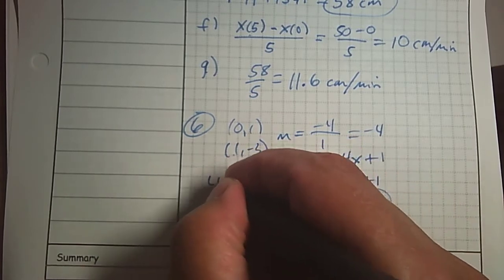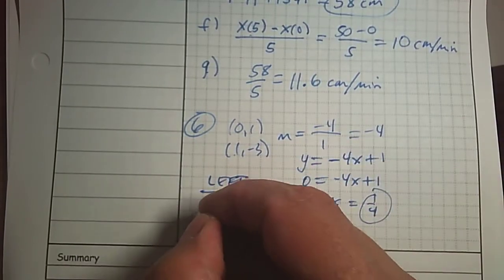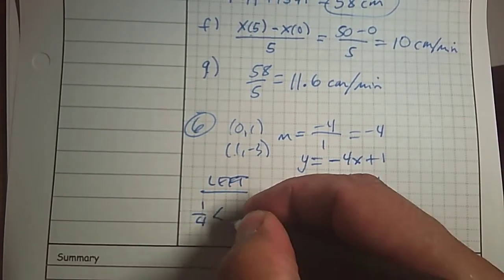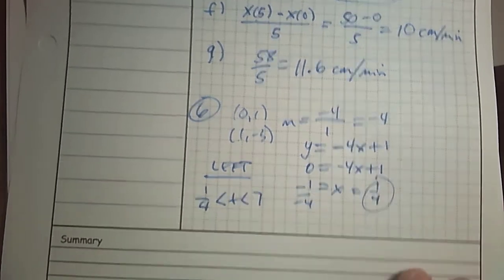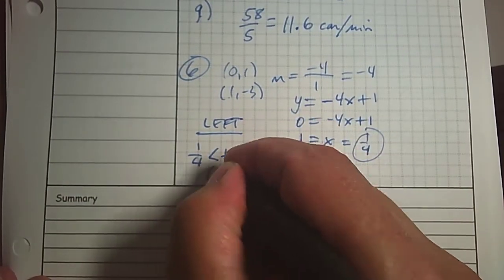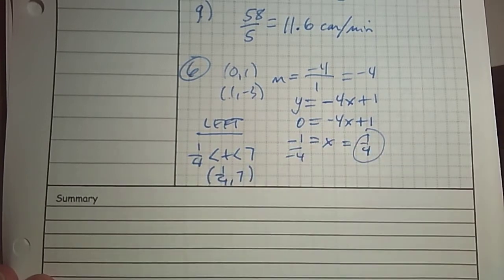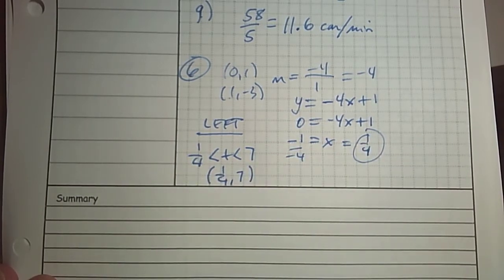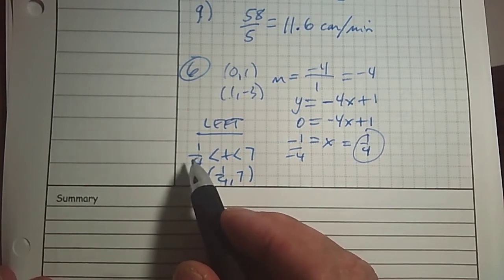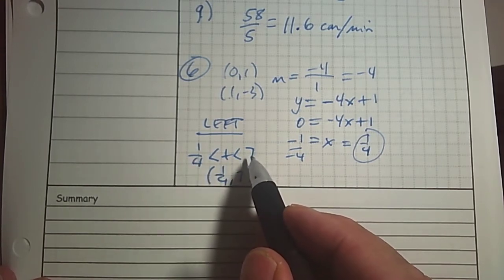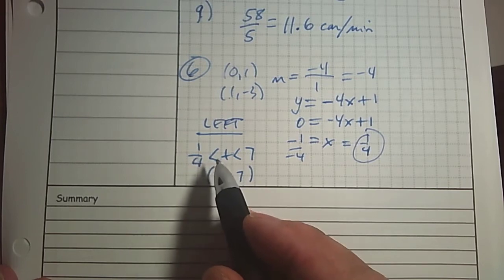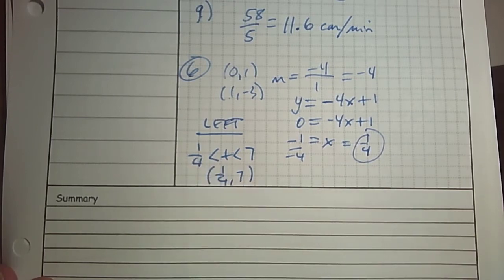So the question is, when is it moving to the left? And the answer is between 1/4 and 7. And notice you could write it that way, or you could write it this way. Both are okay. From 1/4 to 7, it's moving to the left. Exactly at 1/4, it is not. Exactly at 7, it is not. So in between 1/4 and 7, it is below the axis and moving to the left. All right, B.